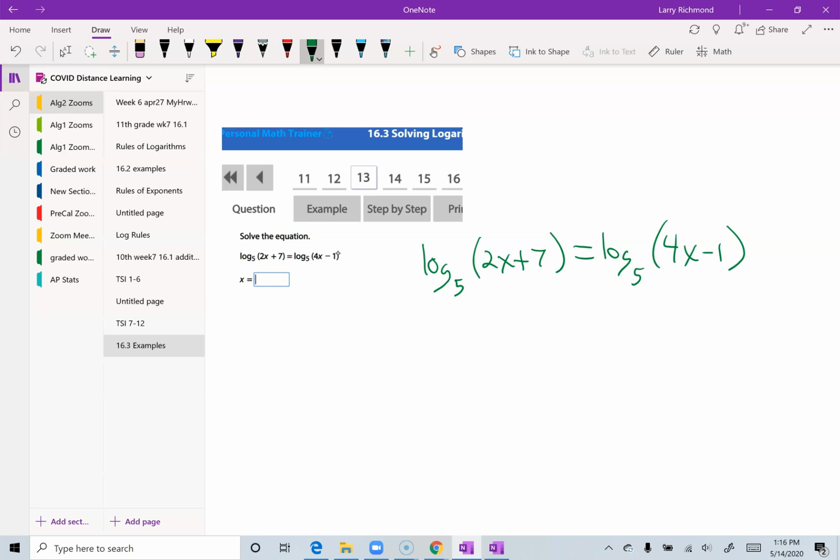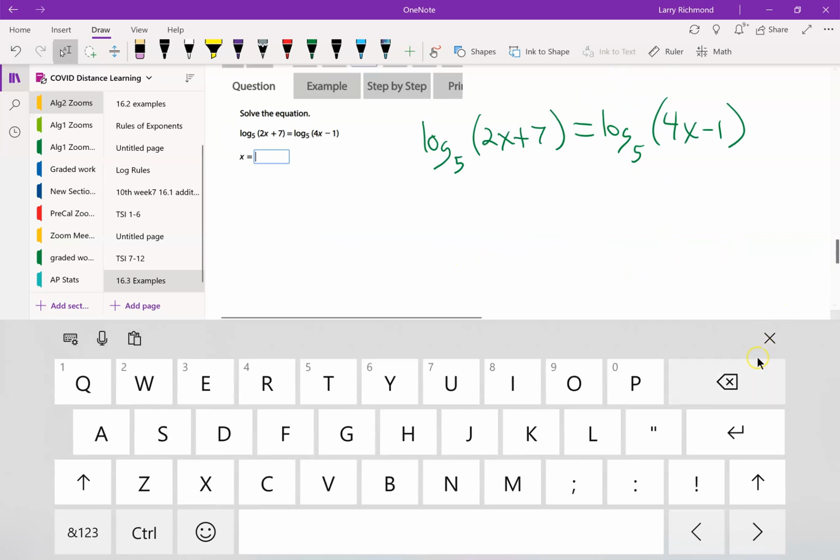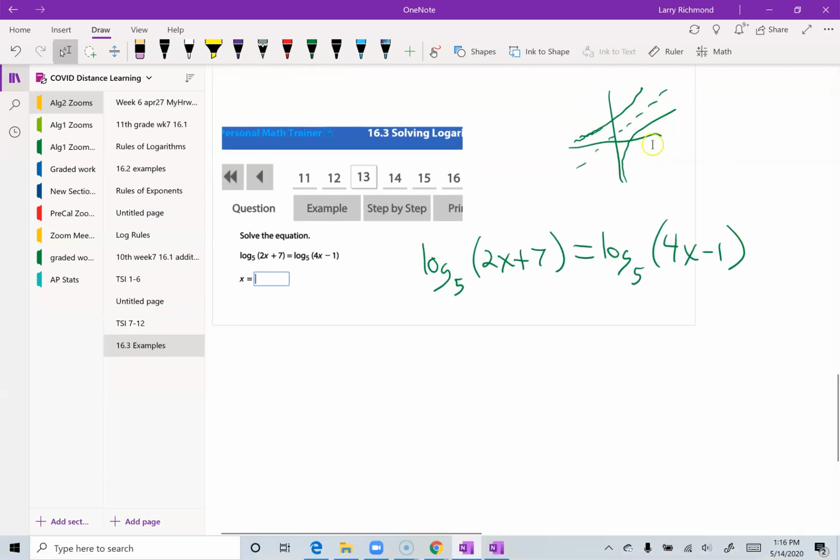Our log function is a one-to-one function. What I mean by that is if you graph our log function, remember our exponential looks something like this, and our log function gets asymptotic here. Our log function is asymptotic here, and it increases. That's a terrible drawing, but they would be symmetric about the line y equals x. This function here is one-to-one.